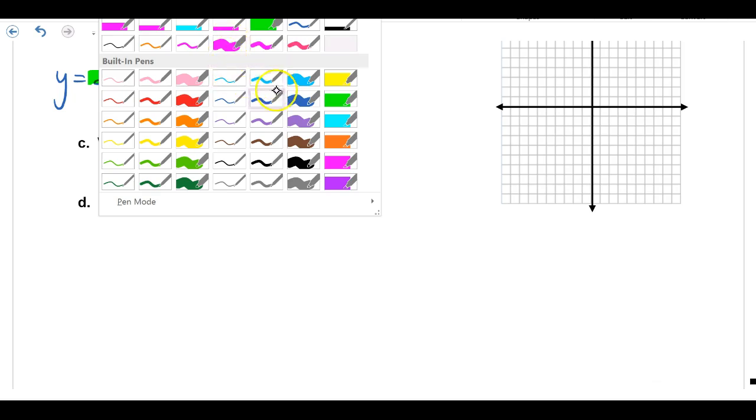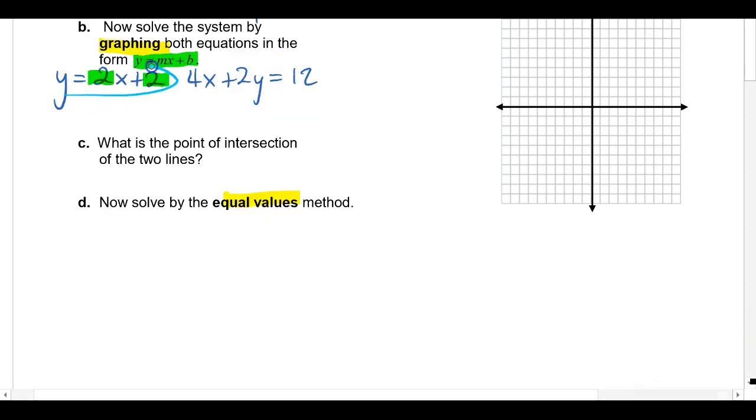So let's pick this blue color. We'll do it in blue. So now let's go to our graph. And remember, we start with the starting point, or the y-intercept, which is 2, the second number. So we go up 2. And then our slope is 2, but it's also 2 over 1. So that means that we go up 2, right 1, up 2, right 1, up 2, right 1. And then we want to complete the line, so we go back down the other way. So down 2, left 1.